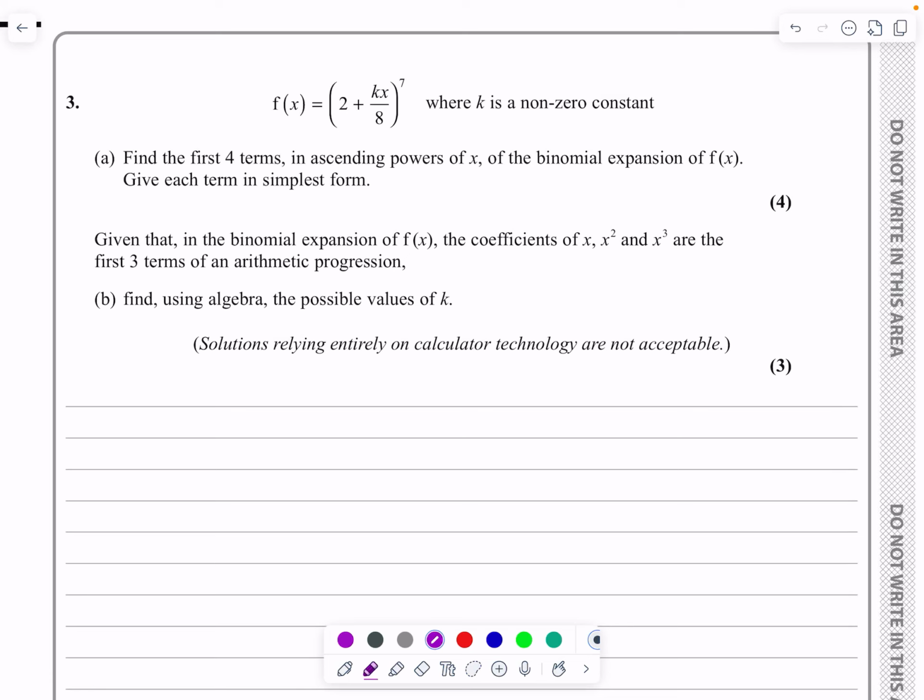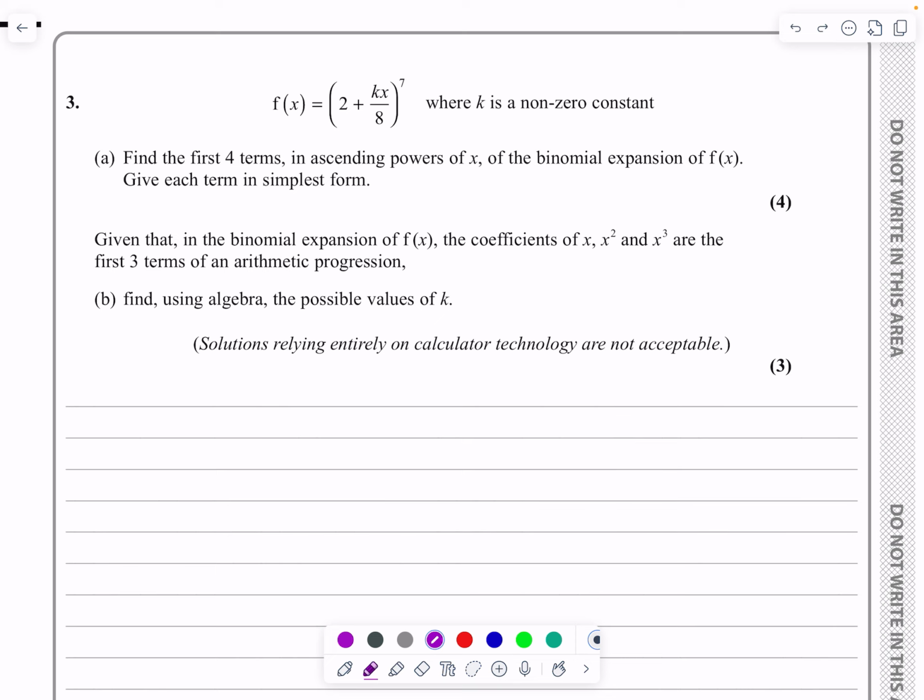Okay, this is the P2 paper from January 2023. It's question number 3, and as we can see by looking at this, it's a binomial expansion question, but also sneakily there is some work on sequences and series in there. That's going to be an arithmetic one, arithmetic progression. We'll look at that in a second, but let's make a start with part A.